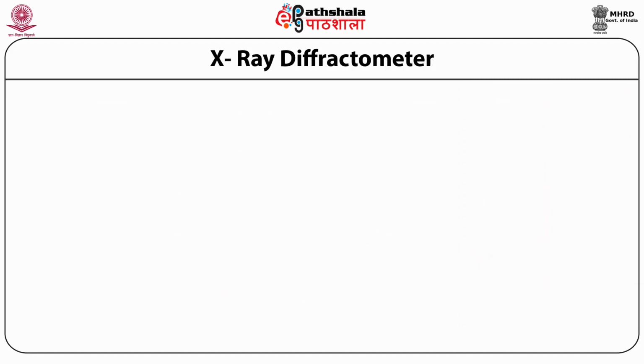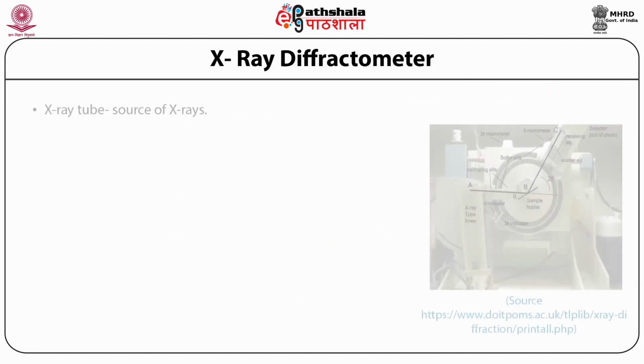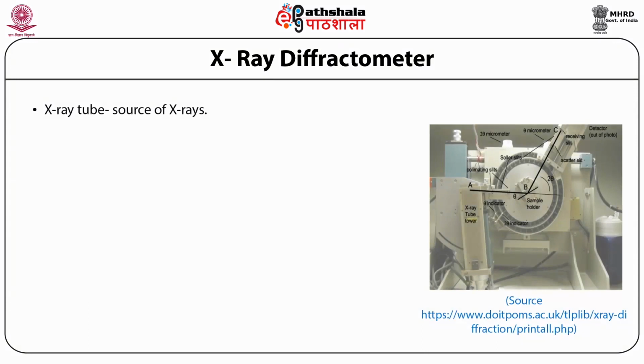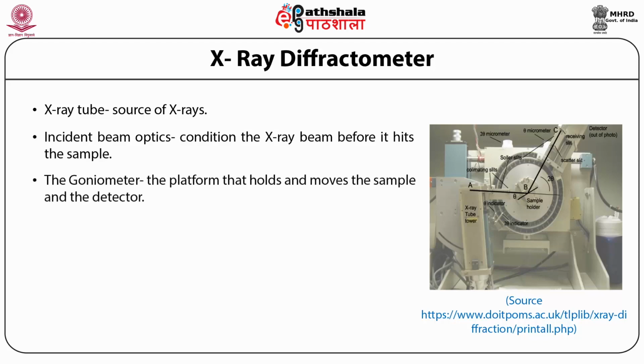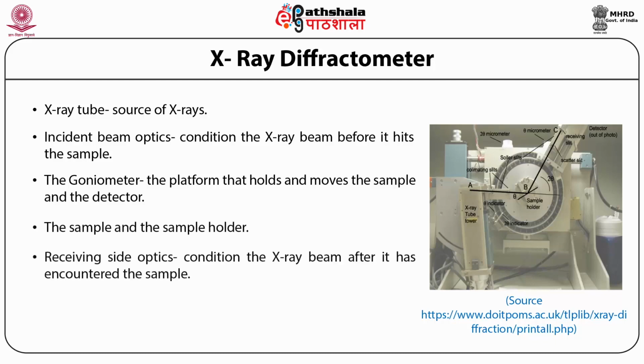In an X-ray diffractometer, the essential parts are the X-ray tube or source of X-rays; incident beam optics, which condition the X-ray beam before it hits the sample; the goniometer, the platform that holds and moves the sample; the sample and the sample holder; receiving side optics, which condition the X-ray beam after it has encountered the sample; and the detector, which counts the number of X-rays scattered by the sample.